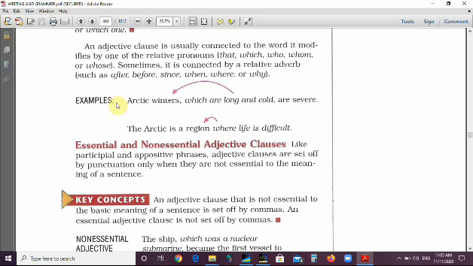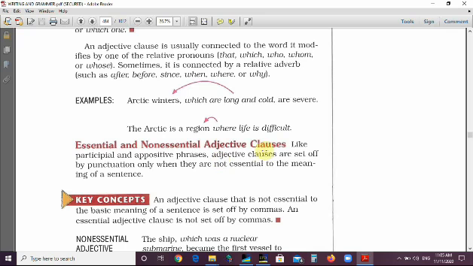We have an example here. Arctic winters, which are long and cold, are severe. The Arctic is a region where life is difficult. In the first sentence, Arctic winters, which are long and cold. This is an adjective clause because it modifies or describes the word winters, which is a noun. The Arctic is a region where life is difficult. Here we have a relative adverb, where, and this is a subordinate clause which modifies the noun region.